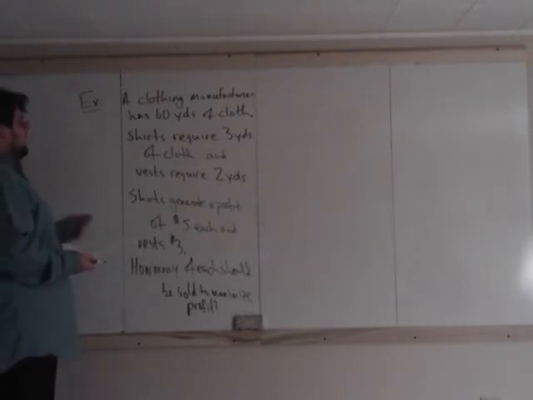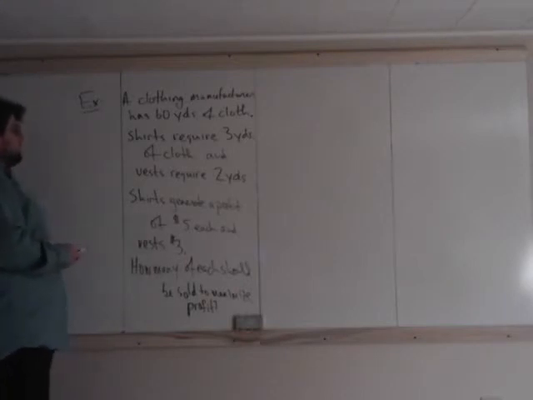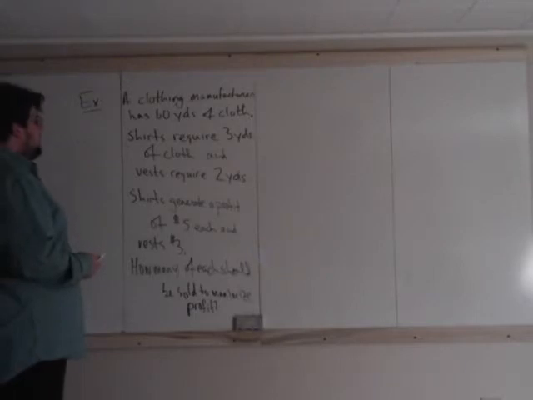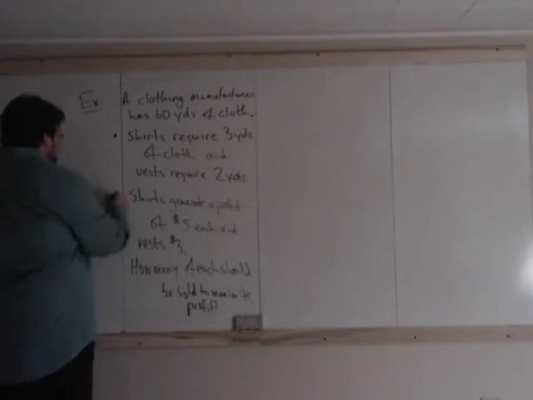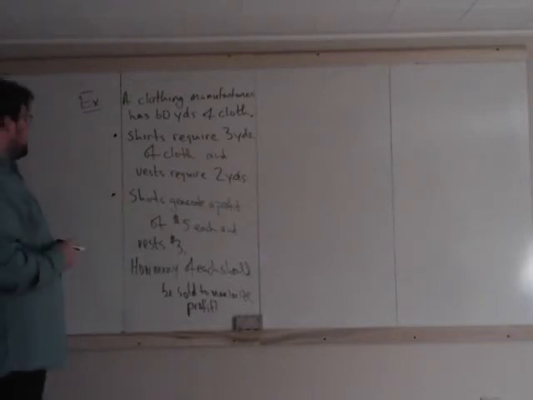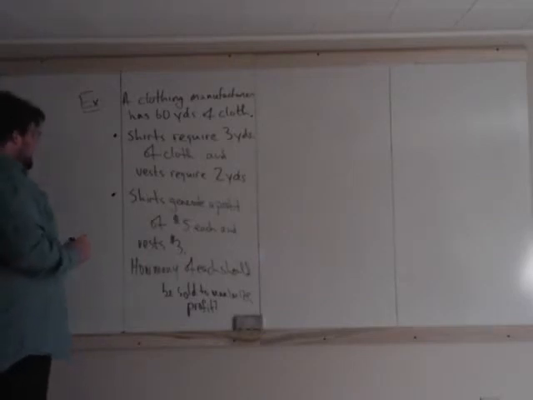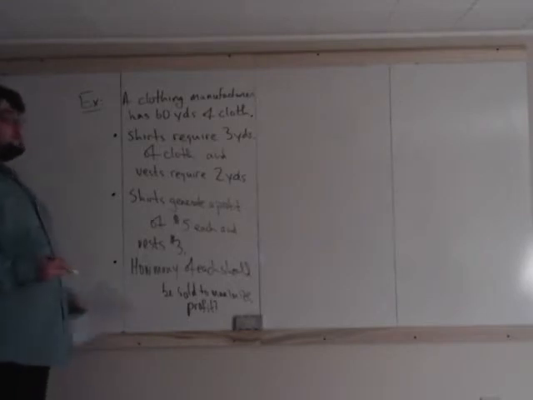This clothing manufacturer, this question deals with shirts and vests. Shirts require 3 yards of cloth, and vests require 2 yards of cloth. So there's our first piece of information. Well, actually the 60 is our first piece. The next, we have shirts generate a profit of $5 each, vests $3 each. And the question is, how many of each should be sold to maximize the profits?